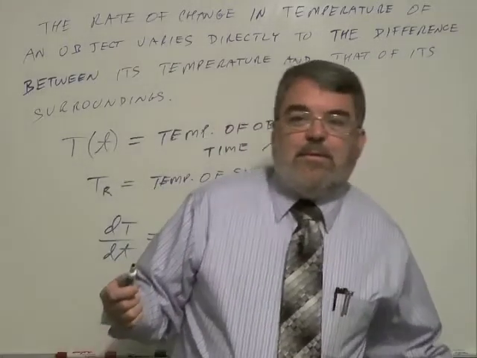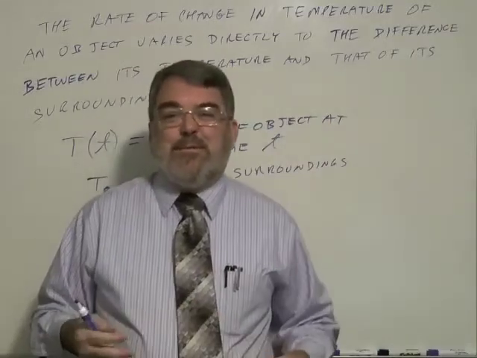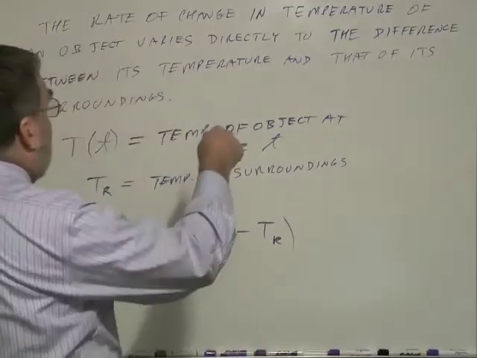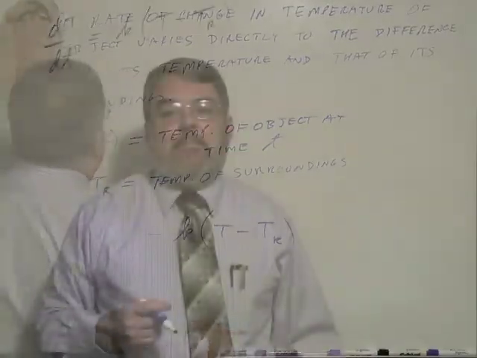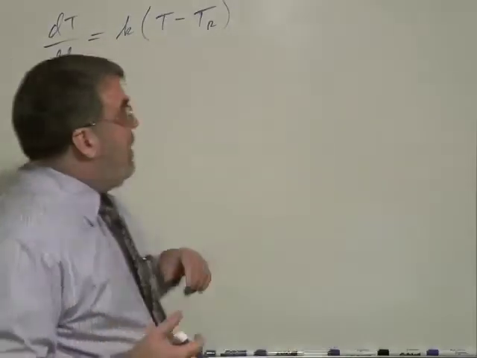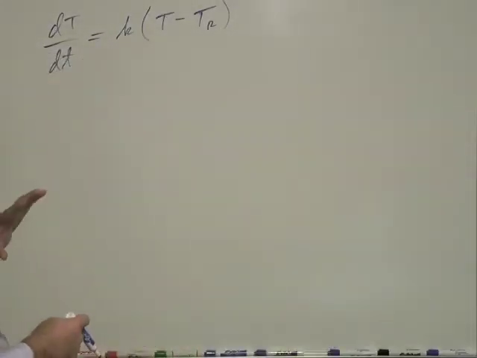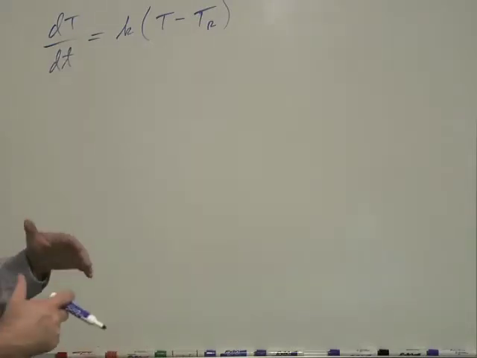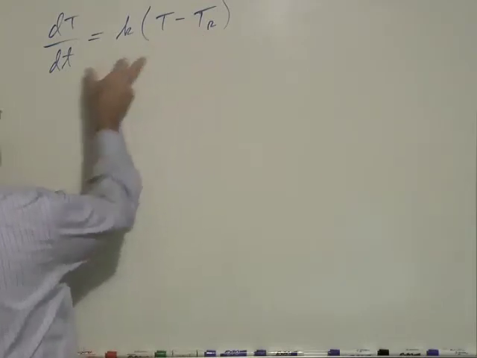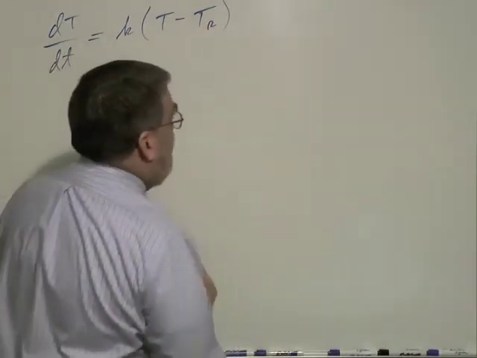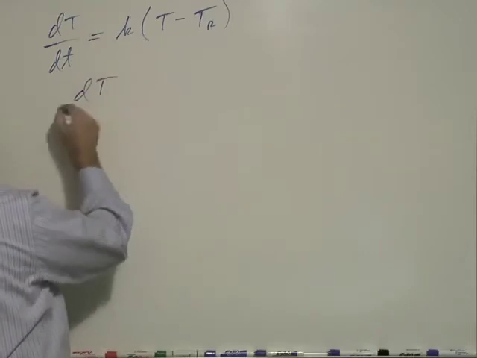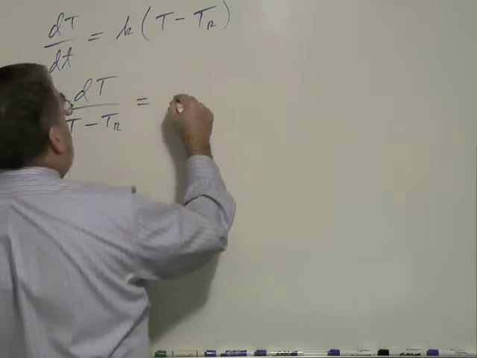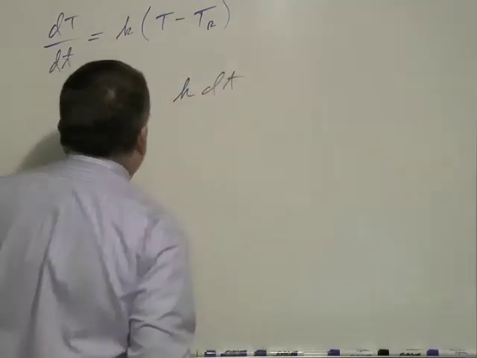Once we solve this equation, we basically have solved Newton's law of cooling. And we'll look at a problem or two. But let me do some erasing here to make room. So here's our differential equation. Again, I wrote it up here. And the two variables are capital T and little t. So I'm going to separate the variables by dividing by the parentheses and multiplying both sides by dt. So this gives me dT over T minus TR equals k dt.